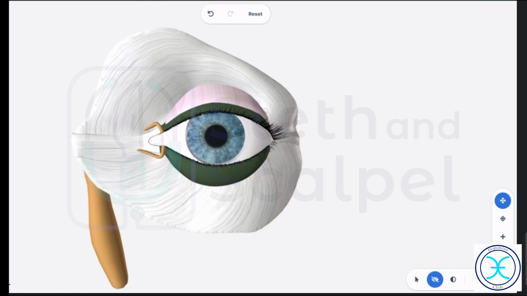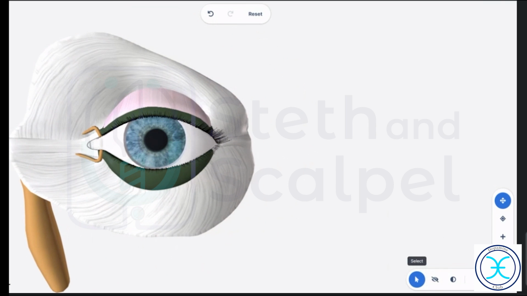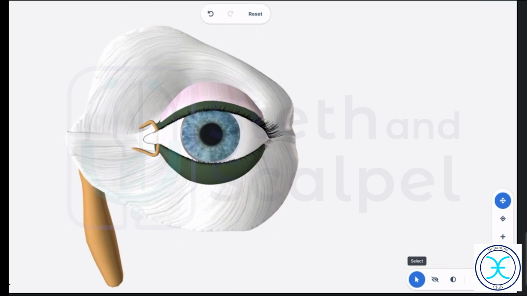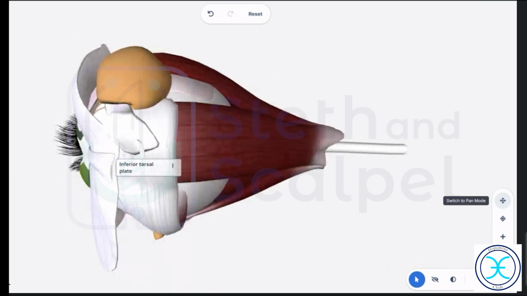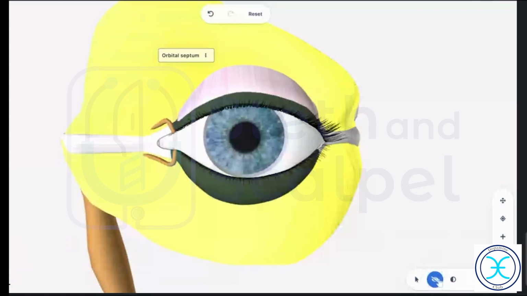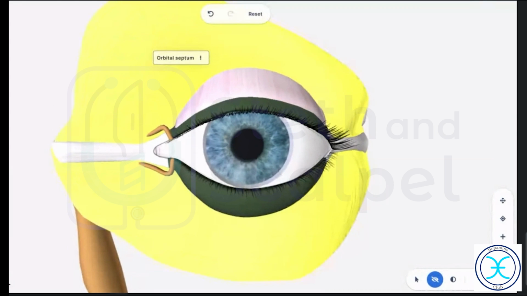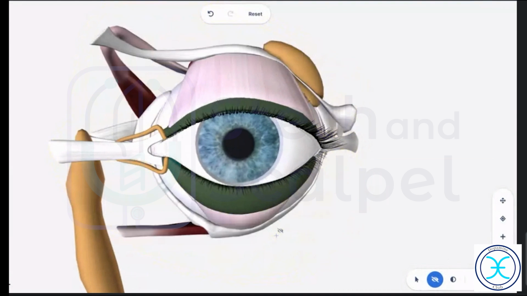Okay. So what do you see now? Tarsal plate. Yeah. The lids. Yeah. The inferior tarsal plate. This white thing. What is this? I'll give you a better clue here. Is it like any fascia? Fascia is this one. Oh, yeah. So that's the orbital septum. So we'll remove that.